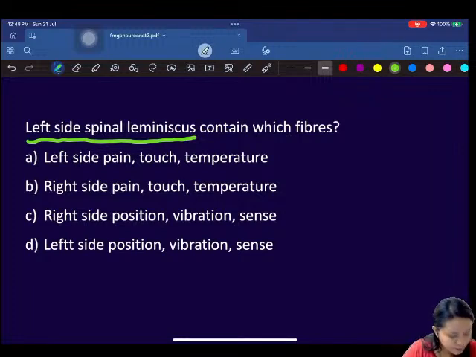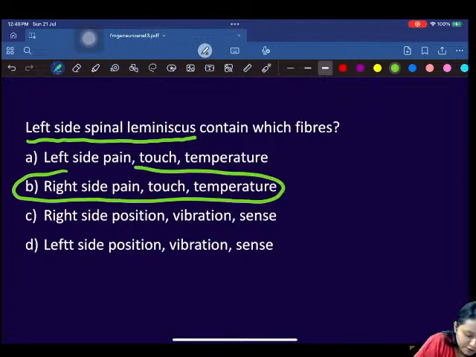What is the spinal lemniscus, and what kind of fiber do you have? So you have answered right side, pain, touch and temperature. Yes, you are right. The answer is right side, pain, touch and temperature. It is not left side, it is right side.